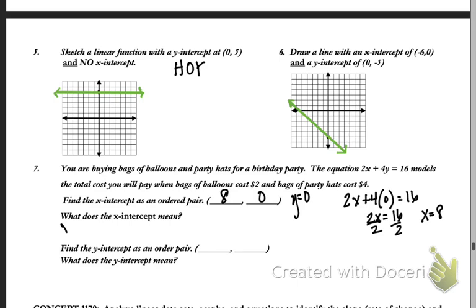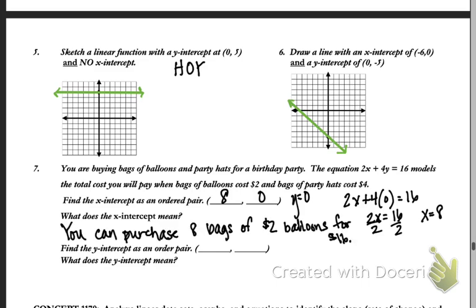So what does that intercept mean? Well, if we look back, we know that the 2 is talking about the cost of bags of balloons. So that means that we can purchase 8 bags of balloons for $16.